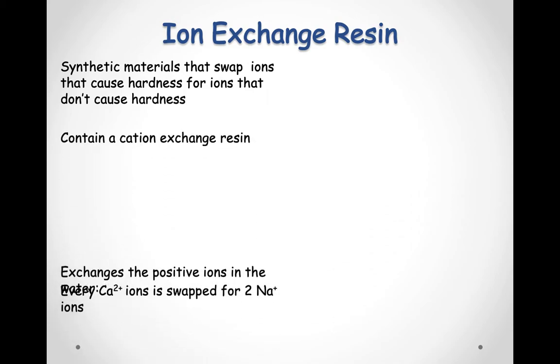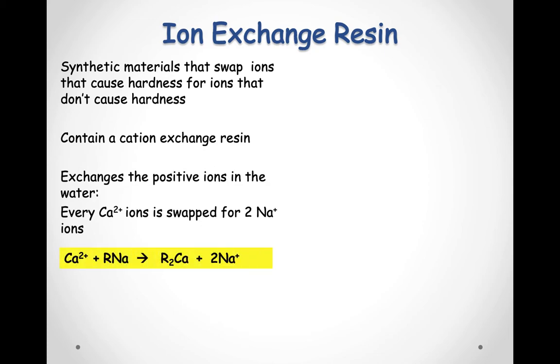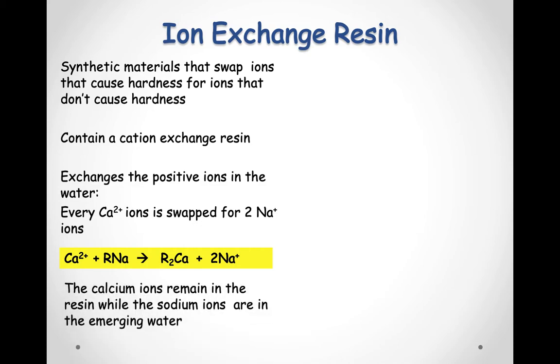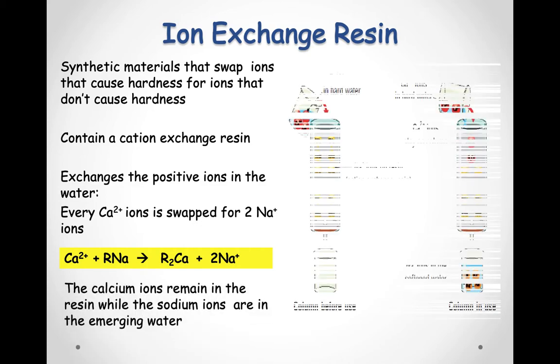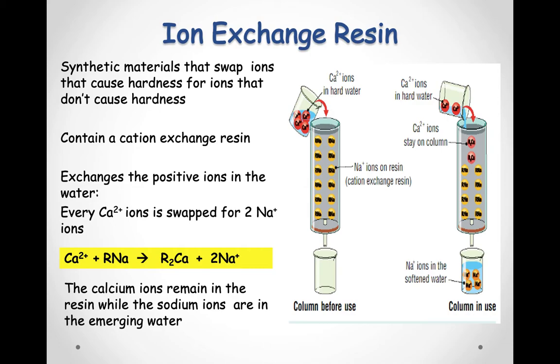Here's a cation exchange resin. It will swap out your calcium ions for sodium ions. Obviously, 2 sodiums for every 1 calcium. And then those calcium ions stay inside in the resin. If you look over here at the picture, you can see the setup. So when you pour in your hard water, it has calcium ions in it. It goes into this resin that has loads of sodium ions in it. And the sodium ions replace the calcium ions in the water, and the calcium ions stay in the resin and the sodium ions come out at the end.